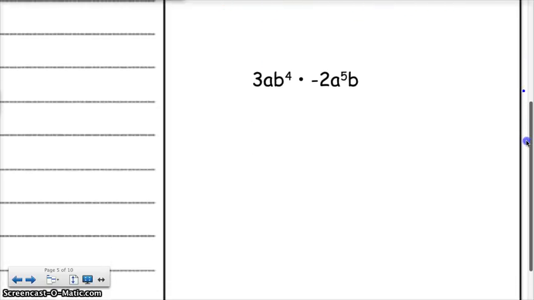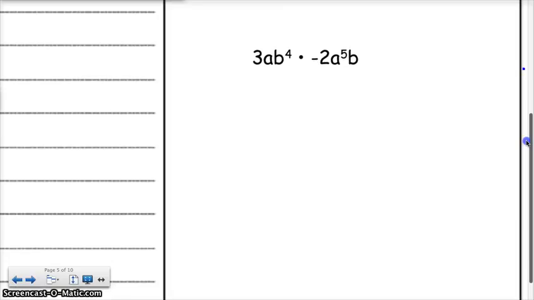3ab to the 4th times negative 2a to the 5th b is equal to negative 6 a to the 1 plus 5 b to the 4 plus 1. Negative 6 a to the 6th b to the 5th. Final answers.